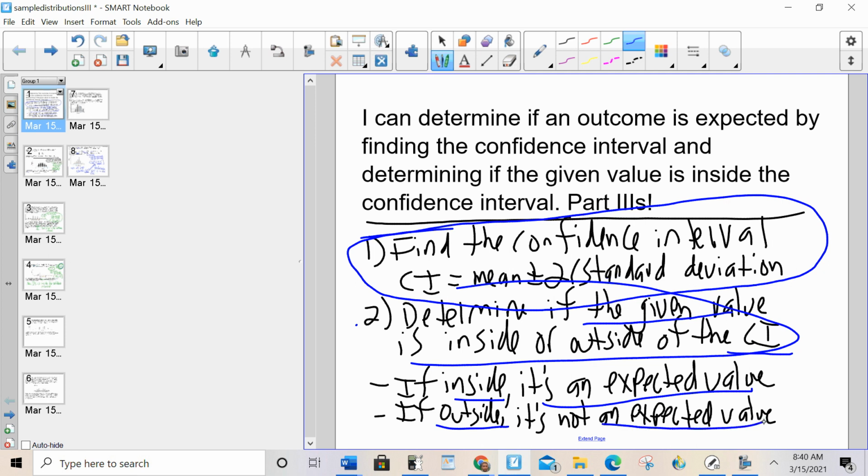Your classwork/homework is to finish this assignment. Again, a very, very important assignment because it's a very, very commonly asked question on the Algebra 2 Regents.